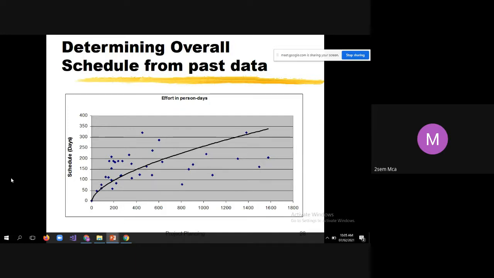Okay, students, first we need to understand what these blue points are. These blue points are nothing but the activity milestones, and this shows the progress. This black line shows the progress, and this x-axis represents the effort in percent days, and the y-axis represents schedule in terms of days.